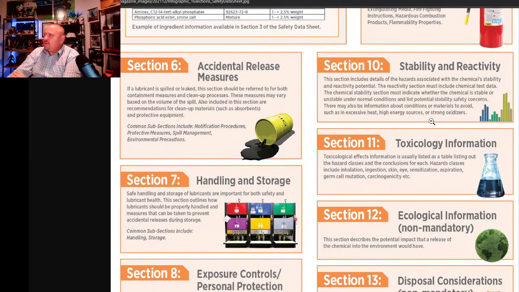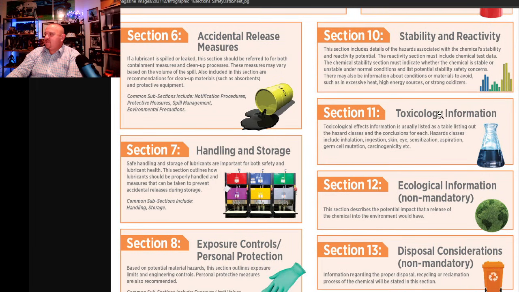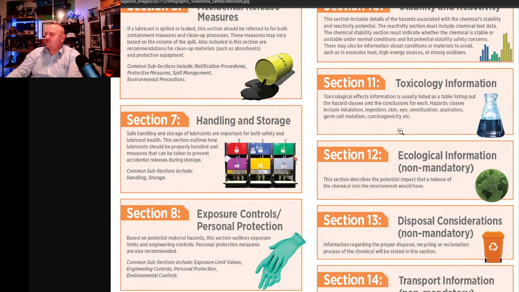Section 10, stability and reactivity. This section includes details of hazards associated with the chemical stability and reactivity potential. The reactivity section must include chemical test data. The chemical stability section must indicate whether a chemical is stable or unstable under normal conditions and list potential stability safety concerns. There may also be information about conditions or materials to avoid, such as excessive heat, high energy sources, or strong oxidizers.